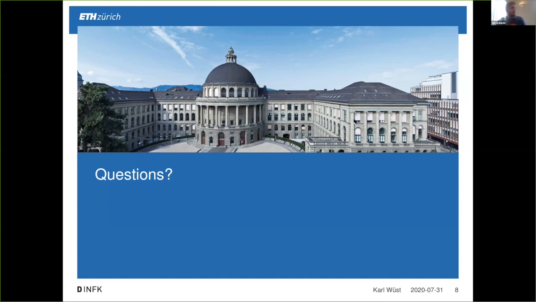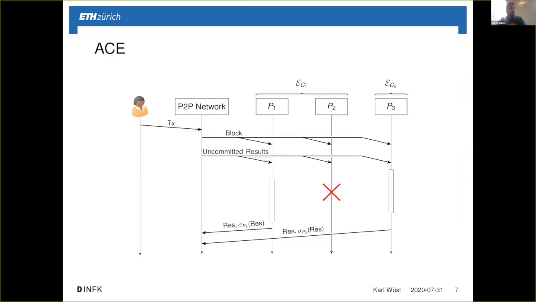So Karl, in the previous slide, in the diagram you made, are the uncommitted results from the service providers on their contracts? Like, is it previous transactions they've executed but that have not been committed yet? Exactly. So uncommitted means that they haven't been included in a block yet.